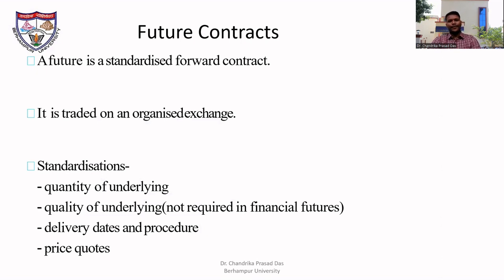The second form of derivative contracts is futures contracts. A future is a standardized form of forward contract. What are the forms of standardization? The quantity, the quality, the delivery dates, the prices, these are standardized. It means it cannot be altered or changed. And it is traded on an organized stock exchange like the National Stock Exchange.